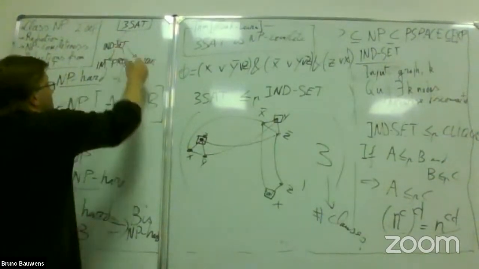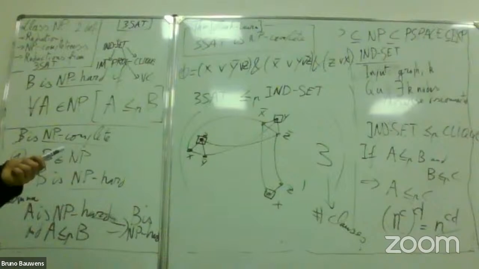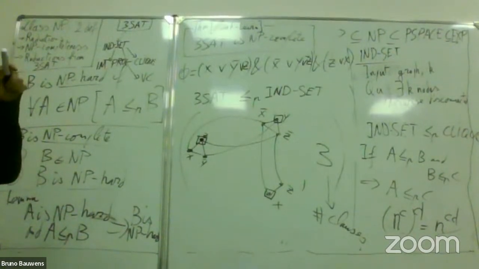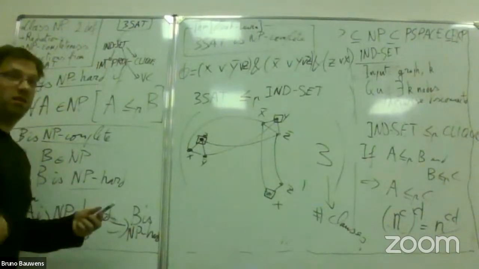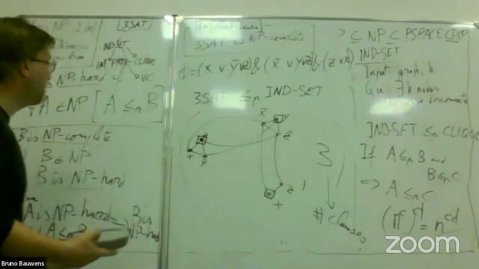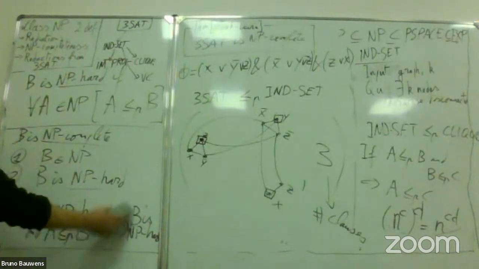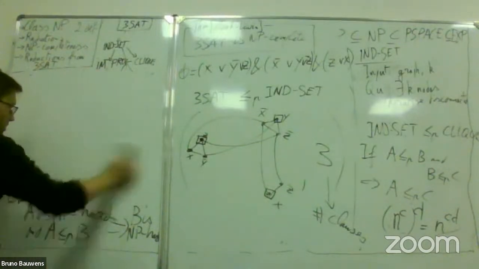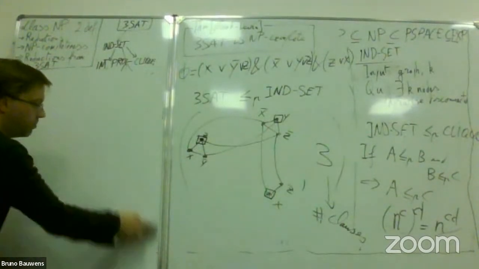And now we will prove that vertex cover is NP-complete. So given a graph and a number k, can you find at most k nodes so that every edge has an endpoint among these k nodes? So every edge touches a selected node. Let me write down the vertex cover problem.